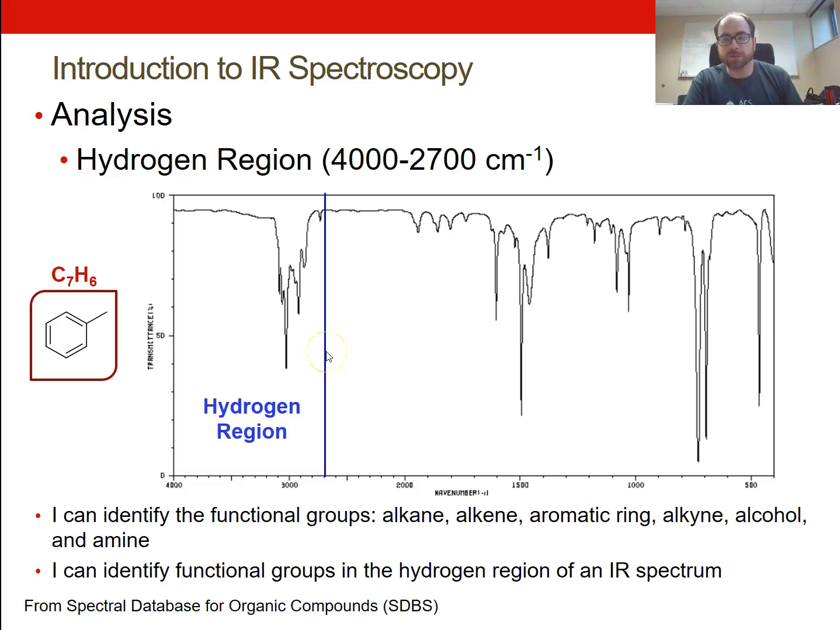The reason why we're interested in this particular region, why we're starting here, is many organic compounds contain bonds to hydrogen. So at the end of this video, hopefully we'll be able to identify a variety of functional groups by looking at a structure. So we can identify an alkane, an alkene, an aromatic ring, an alkyne, an alcohol, and an amine, and be able to take a look at an IR spectrum and identify the various peaks associated with those functional groups.